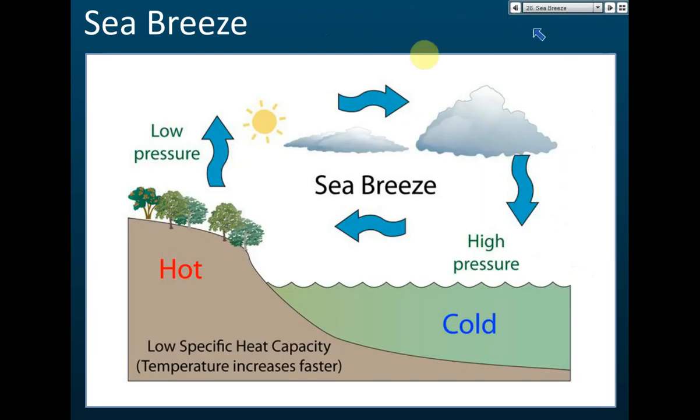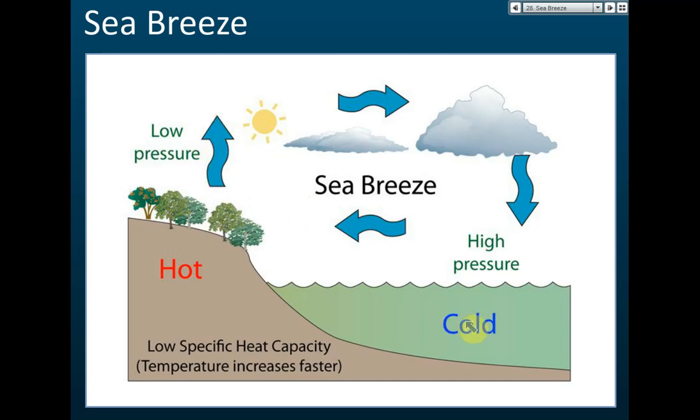Okay, phenomena: sea breeze and land breeze. Now, the earth has low specific heat capacity compared to the water. So during daytime, when they absorb heat from the sun, the temperature of the earth will increase faster than the water. So the earth will become hot, and the water will stay cooler, because it has higher specific heat capacity. The hot earth will heat the air above it, and the hot air has low pressure and also low density, so it will go up.